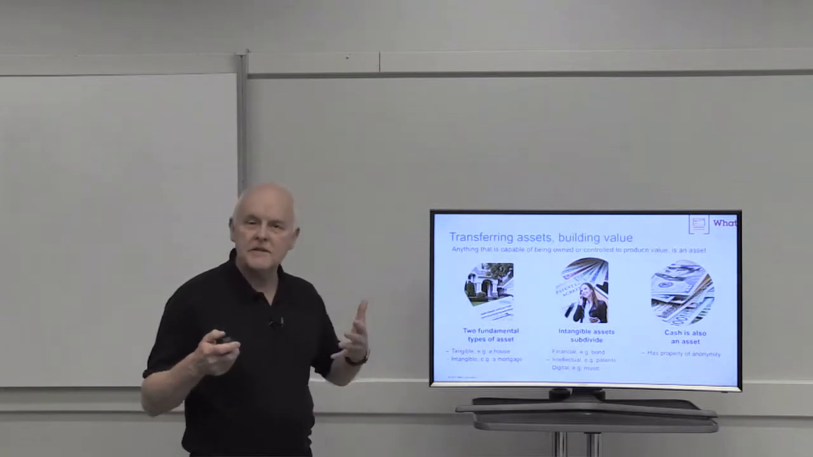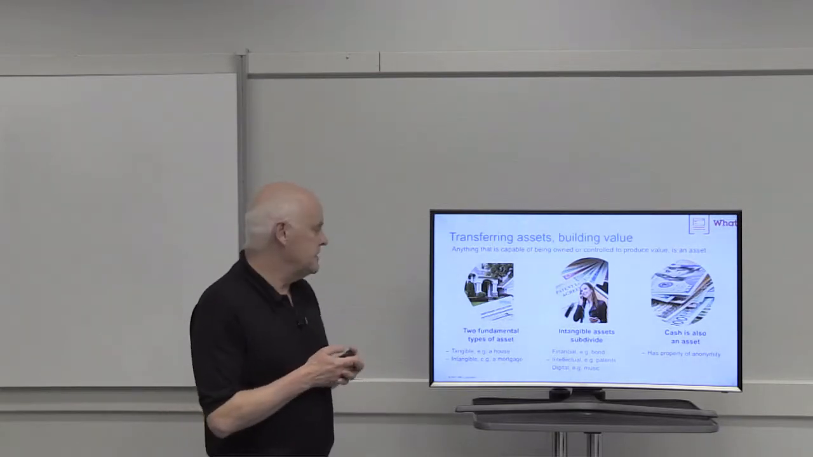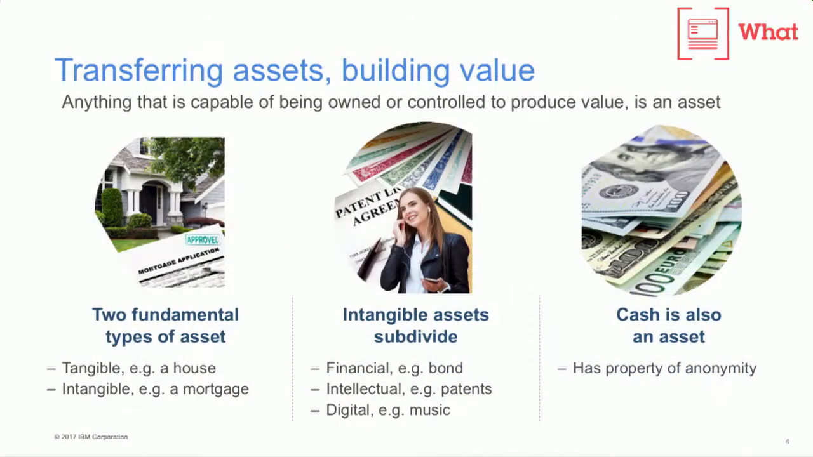So assets are transferred across the business network, and we also observe that assets are of two different types, fundamentally. There are tangible assets, like your house or your car, and there are intangible assets, like a piece of digital music or a financial instrument, such as a bond, or a piece of intellectual property. These would be examples of intangible assets.